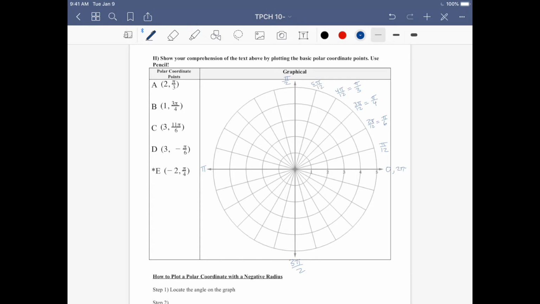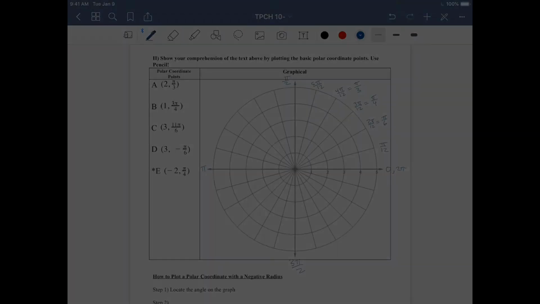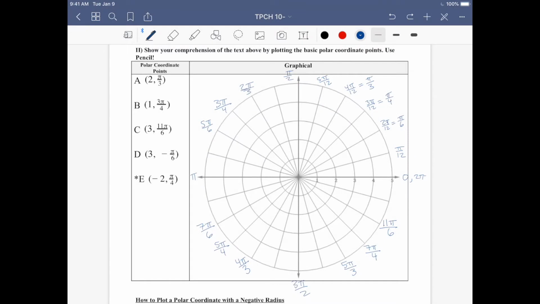And then pi over 2 is the same thing as 6 pi over 12. So I'm actually not going to write the pi over 12 ones anymore. I'm just going to write the rest that we're used to from the unit circle. But that is how you read this. So I'm going to pause the video, finish labeling the rest, and then we will plot these 5 points. All right, so here's the rest of the labeled coordinate system.